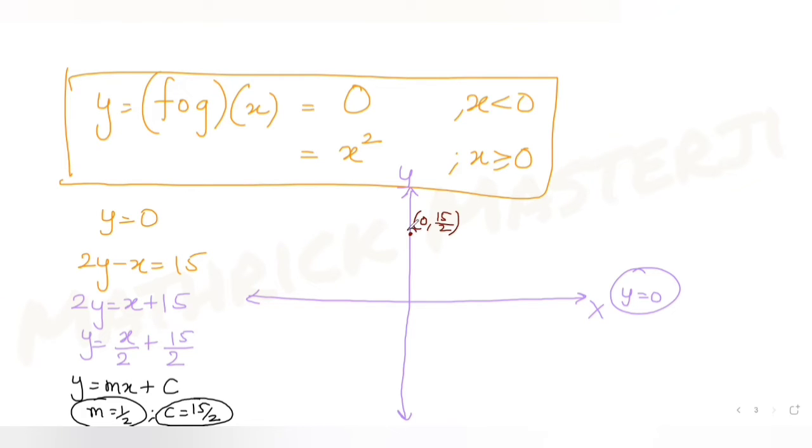So from here you get this y-intercept, and you have been given the slope as half. Half means it's a positive slope. Positive slope means we will have an ascending line. So your line would look something like this.